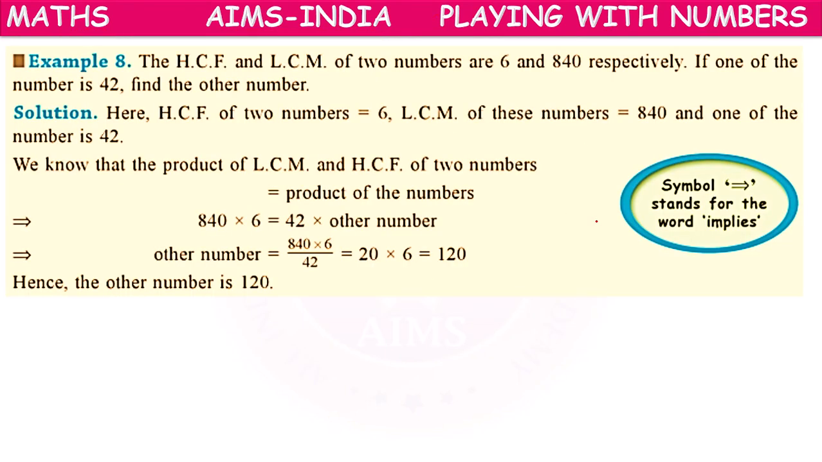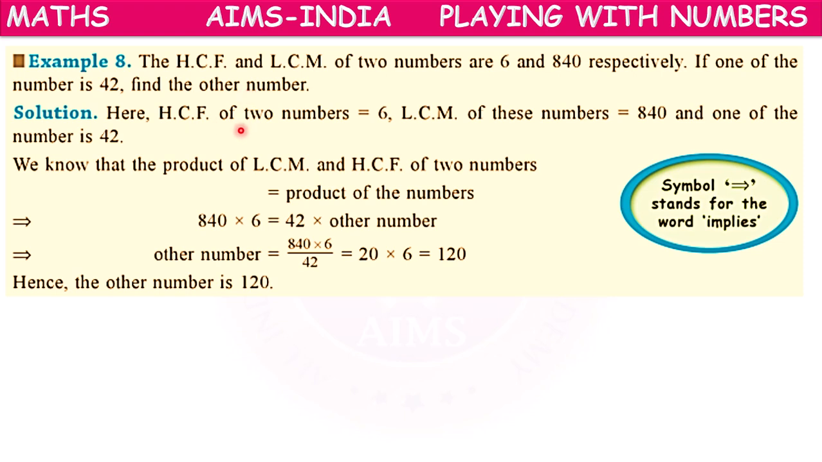Okay, next is the example question. The HCF and LCM of two numbers are 6 and 840 respectively. They have not given the numbers, but their HCF is 6 and LCM is 840 respectively. One of the numbers is 42. Then what is the other number?